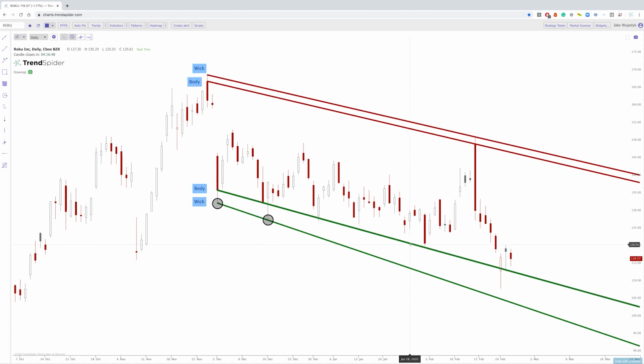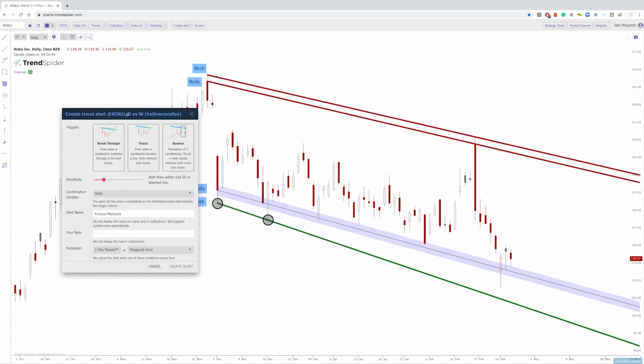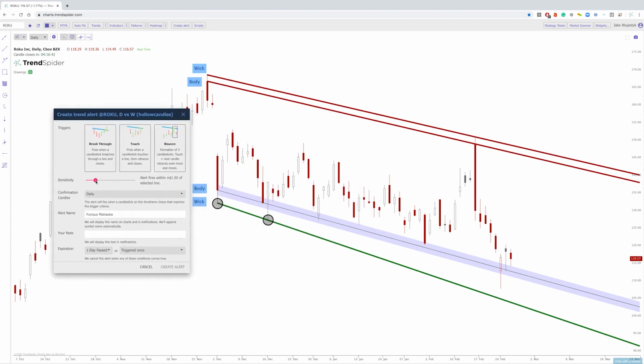And so what we do on Trendspider with our alert system is give you the ability to create a margin of error around that line. So notice here, if I move this sensitivity all the way to the left, I would not have been alerted if this candle got to this area because we didn't hit the exact line. Now, as I move this to the right, notice that I'm able to now take into account some of the margin of error around this line.